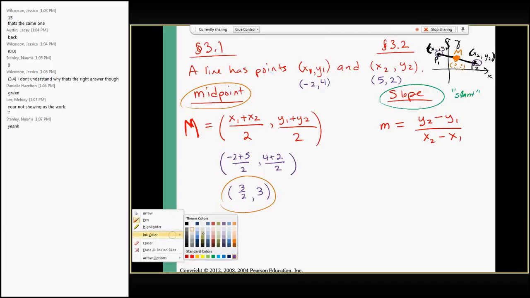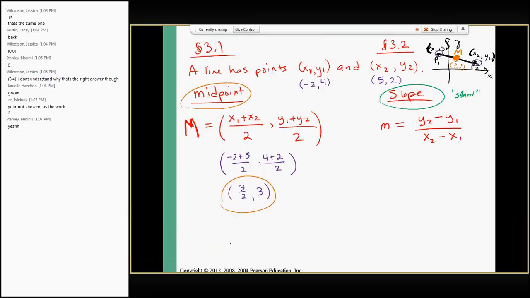Now the slant, so that's the midpoint. That's what you were supposed to do yesterday. So go over 1.5 and go up 3. Yeah, that looks about better. Now the slope is you're going to subtract your y's. So I'm going to take, this is my y2, which is 2, minus my y1, which is 4.